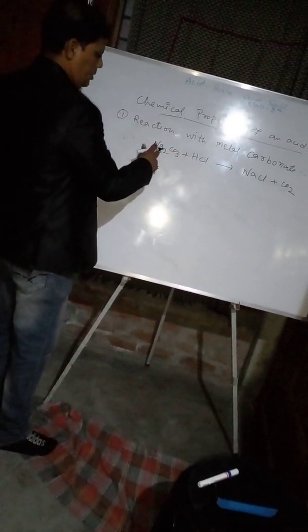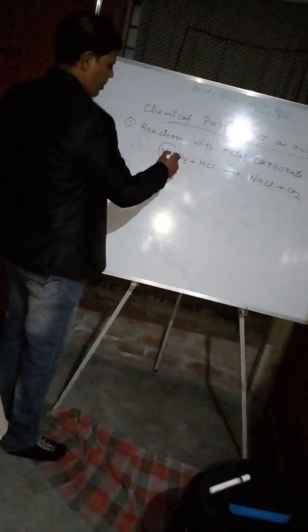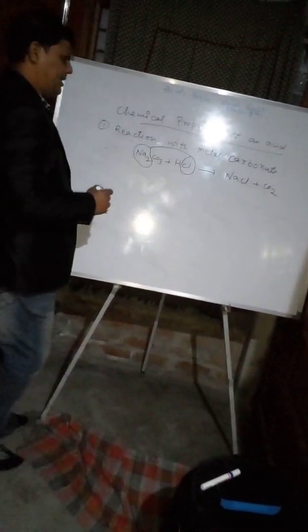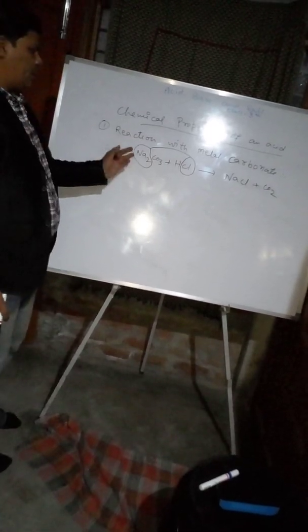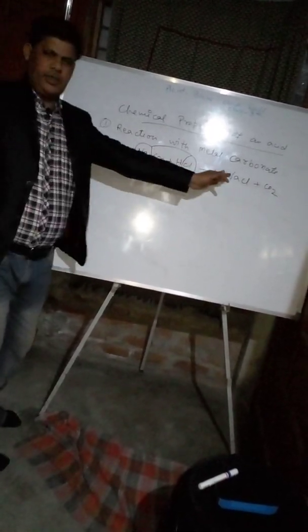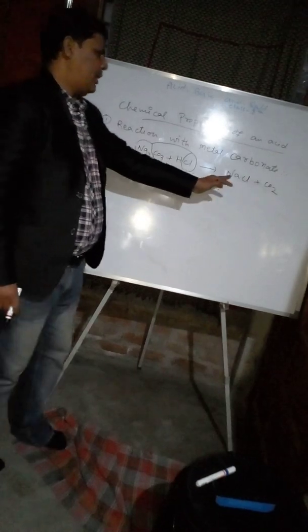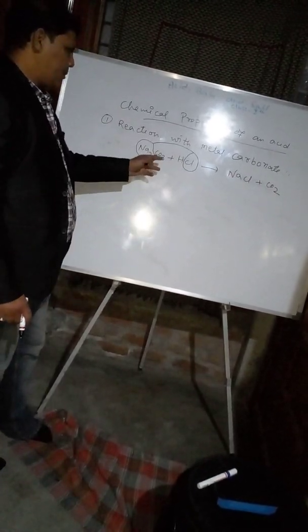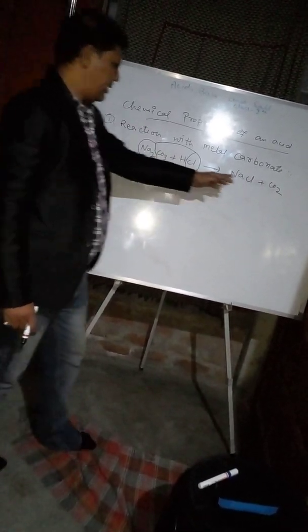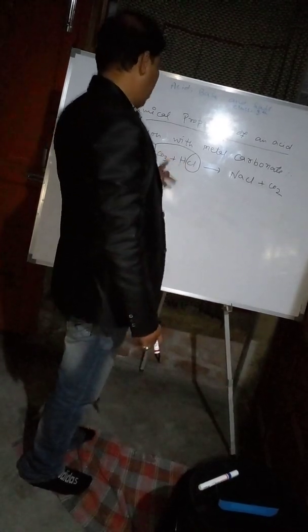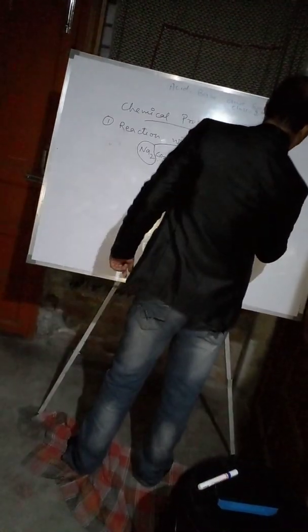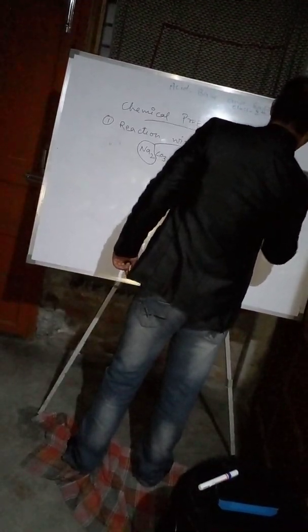Sodium reacted with chlorine. This is the mechanism. What is the mechanism? Sodium is reacted with chlorine and forms NaCl and carbon dioxide, and then H and O forms H2O.